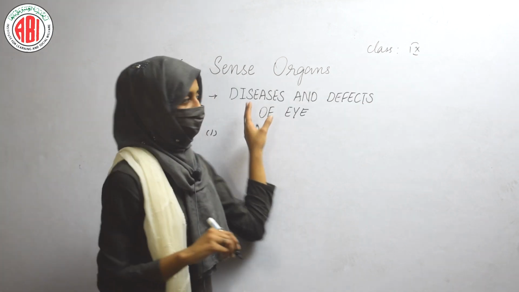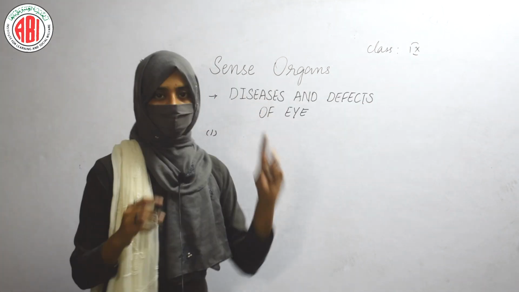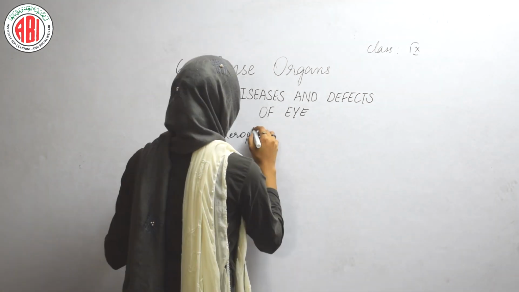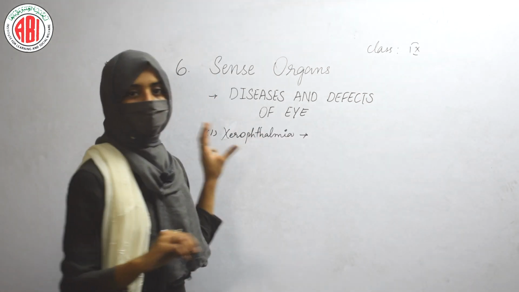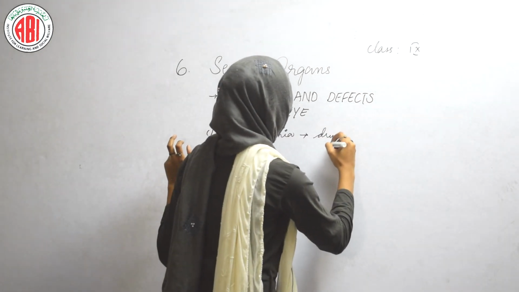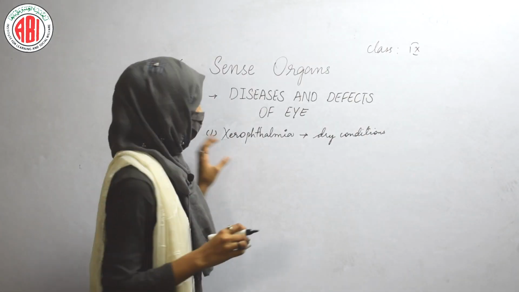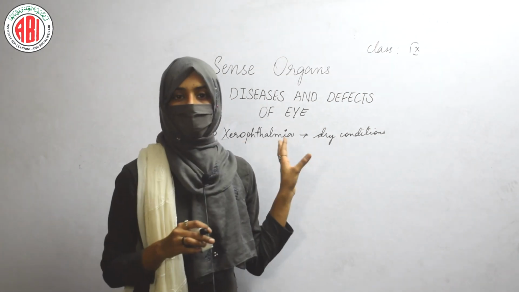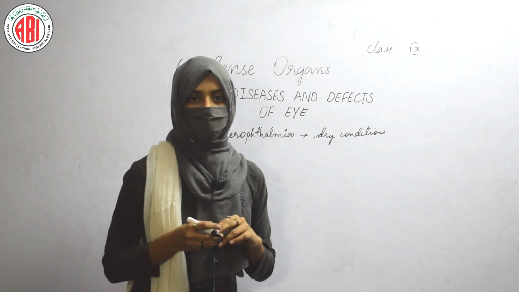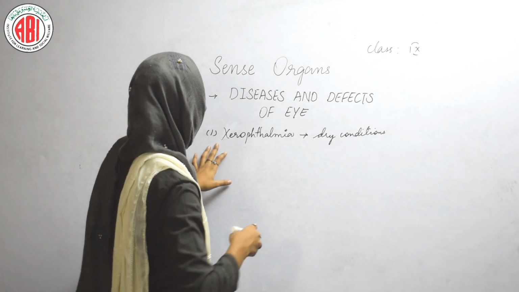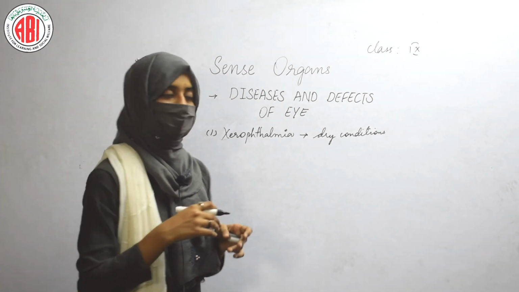So let us study about the diseases and defects of our eye. The first disease is xerophthalmia. This is also referred to as the dry condition of our eye. When the surface of the eye becomes dry, that condition is called xerophthalmia, and it can cause itching and a burning sensation in our eyes. So this is a disease which occurs when the surface of our eye becomes dry.